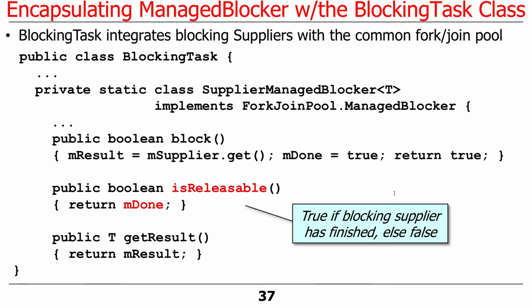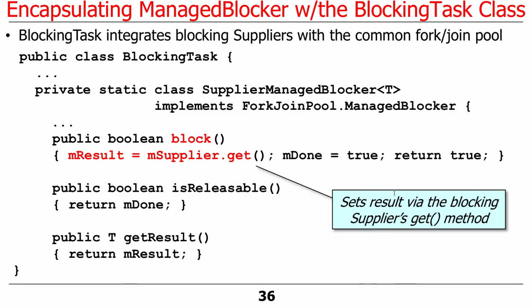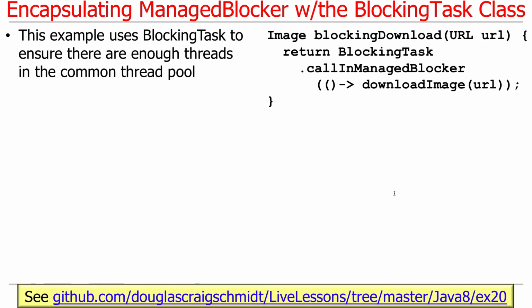Is releasable, we'll just return whether or not we're done. We're probably not done for the most part, but it'll go ahead and return it if it is done. And then get result simply returns the result that was stashed away by the call to get up here. Okay, so now let's see how this thing actually gets used.